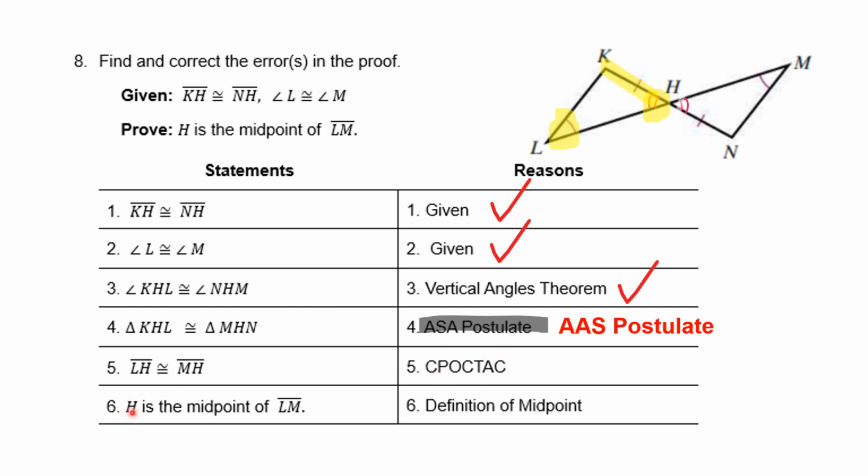And then the last line says H is the midpoint of the line segment LM by definition of the midpoint. They just told us that these two line segments are congruent by CPCTC, and then by definition of the midpoint, since those two line segments are congruent, H must be exactly halfway in between L and M. So by definition of the midpoint, H is now the midpoint of line segment LM. All right, so only one error in that proof, but hopefully that gave you a little break from having to write the proof yourself, just something different.